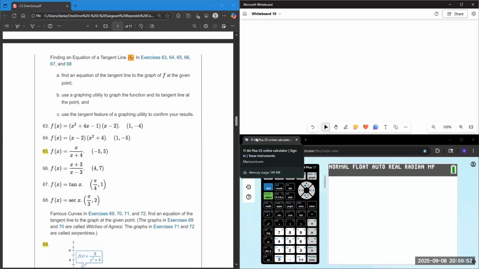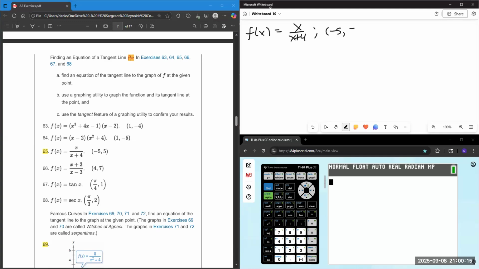Let's pick up where we left off for the suggested homework exercises for section 2.3. And I'm going to need my calculator for this first problem, so that's why I have that out. So we're going to find the equation of the tangent line for the function f of x is equal to x over x plus 4 at the point negative 5, 5. We're going to do it by hand first. Then we're going to use technology to help us verify that.